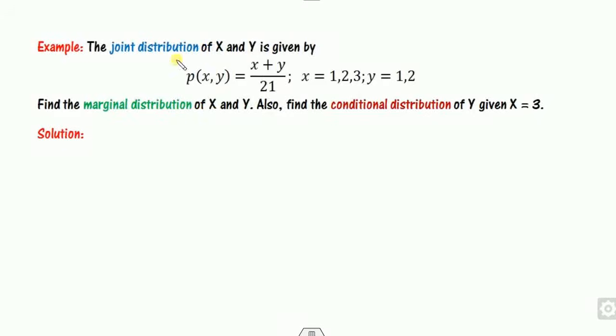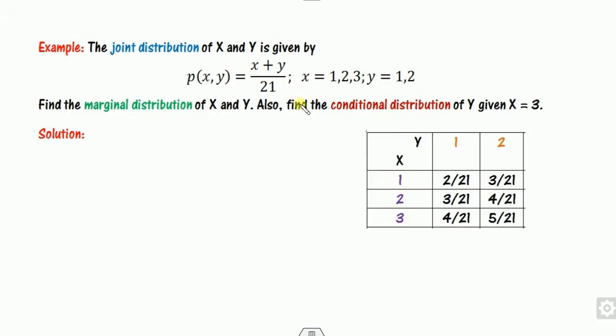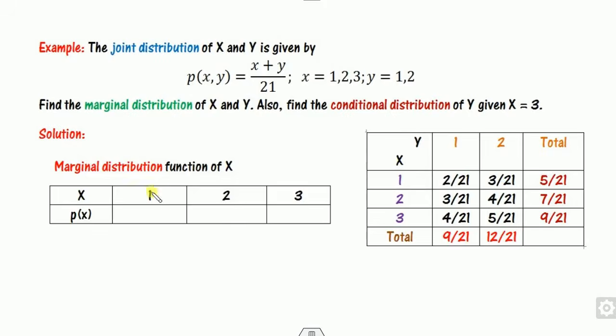Look at one more example. A joint density function is given here. We have to find the marginal distribution and the conditional. Firstly, we have to construct the diagram. x is here, y on this side. How many x are there? 3. How many y's are there? 2. When x is 1 and y is 1, the answer is 2/21. When x is 1 and y is 2, it's 3/21 and so on. Now you have to find the marginal of x. The values of x are 1, 2, 3, so my marginal is for 1, 2, 3. What is the answer for 1?